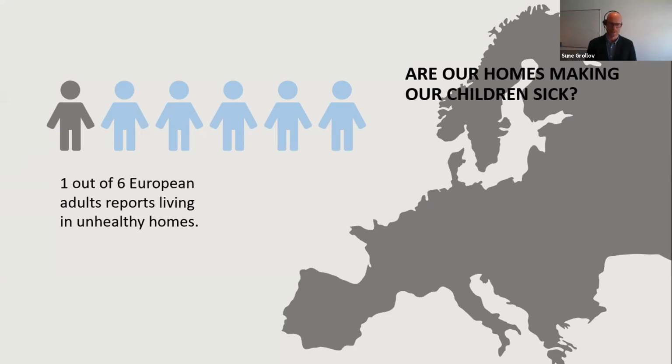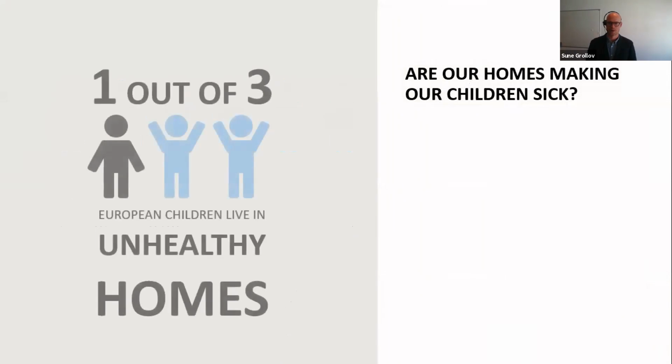Those are the many that live in that. And when we look at the children, the case is actually much more severe. So we would need to ask ourselves, are our homes making our children sick? And what we found out is that 1 out of 3 European children live in unhealthy buildings. That's a really considerable amount of people. That is 26 million children in all. That's the entire population of Scandinavia, basically. So it is quite a big problem.